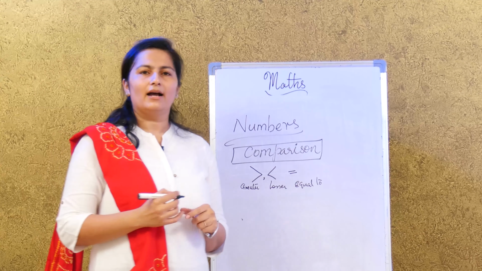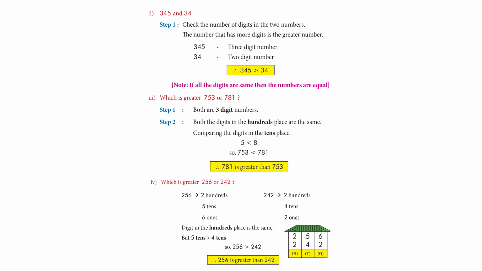So suppose the sum came like this, 34 and 345. Then we'll use the second symbol, which means 34 is lesser than 345. Okay, this is simple. The place value house, that is the hundreds, tens and ones, will help us. Let's take this example from the textbook, page number 61.